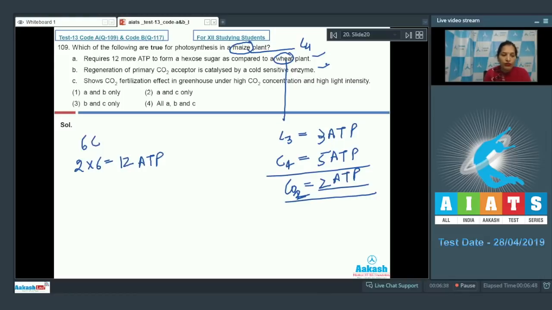C. Shows CO2 fertilization effect. No, C4 plants cannot show CO2 fertilization effect. It is a phenomenon shown by C3 plants only. Means in higher CO2 and high light intensity, the C3 plants can increase their productivity and this is called CO2 fertilization effect. So this is not true for the maize plant. So A and B both are correct. So the correct option for the given question is option number 1. Let's move to the next question.